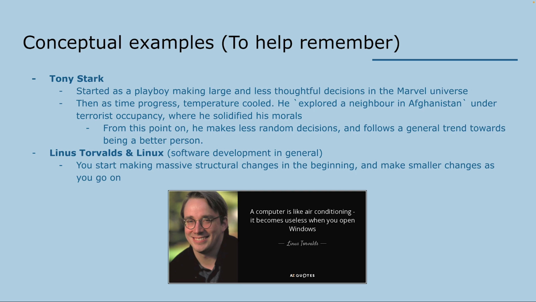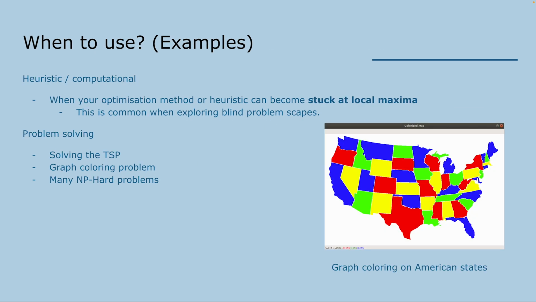When you're making code, you start very general, and you can make massive changes early on. And then as you cool and you've done more work, you'll only be making little changes. So they're just two ways of remembering how to remember the simulated annealing. When do we use simulated annealing?